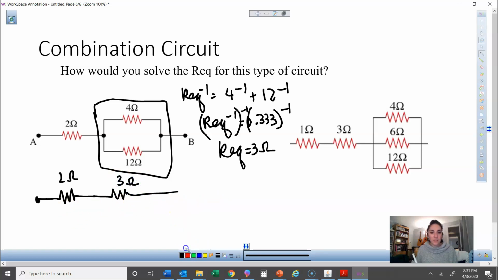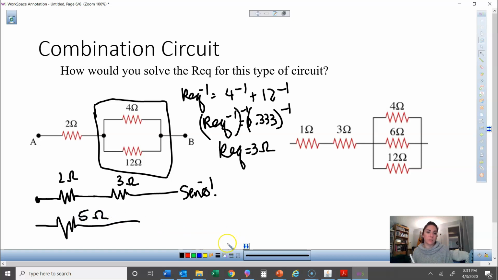Now, this is in series. And I love series because I just add the two together. So the final answer for this combo circuit is that this is a 5 ohm equivalent resistance. So this would be the point where I say you try this one. Pause the video, give it a shot and see how you do.